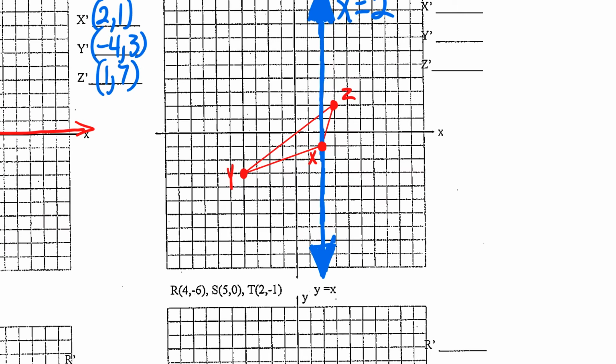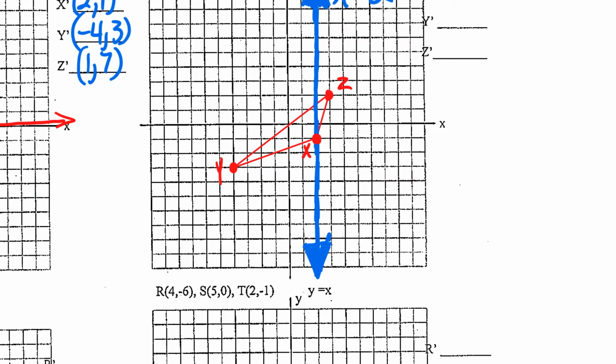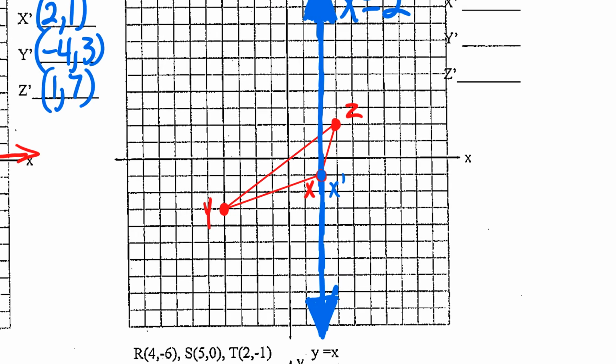Okay, so how far is point x away from that line of reflection? It's 0, right? So how far am I going to move x prime? 0. In fact, it's just going to stay in the exact same place. So x and x prime share the same point since it's on the line of reflection. Okay, let's look up here at z. How far is z away from the line of reflection? Well, it's just 1, and it's 1 to the right. So to do the reflection, I'm going to flip it 1 to the left along that same line. So the z prime goes right there.